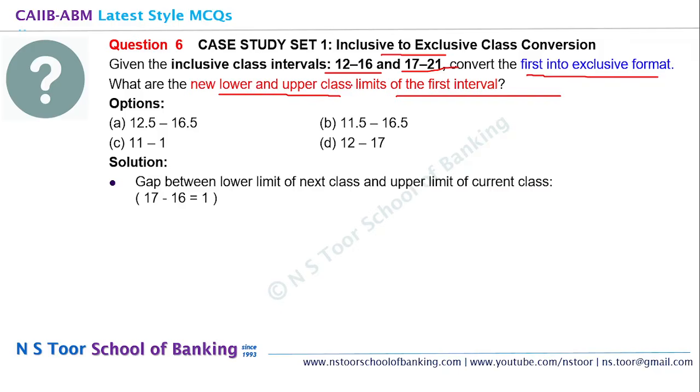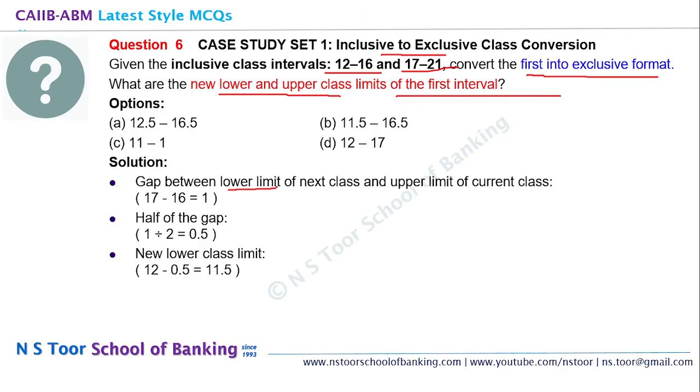So it means the frequency that falls between 12 and 16 will come in the first interval, and the frequency between 17 and 21 will come in the second. The issue and the question is, if a number between 16 and 17 comes, where will it go? That is the problem with inclusive classes. So now we have to convert it into exclusive. How will we calculate it? Firstly, we have to find the gap between the upper class limit of the first group and the lower class limit of the second group.